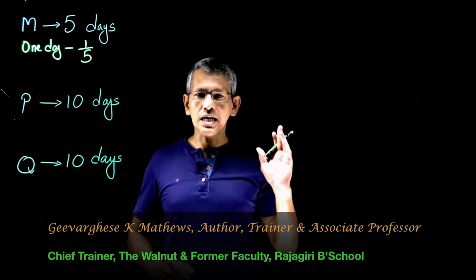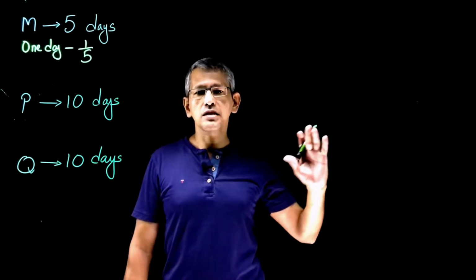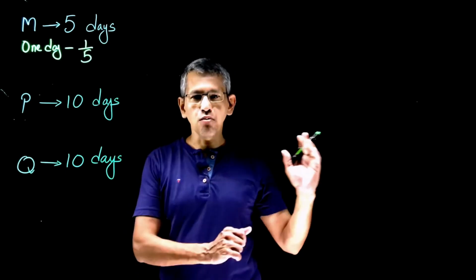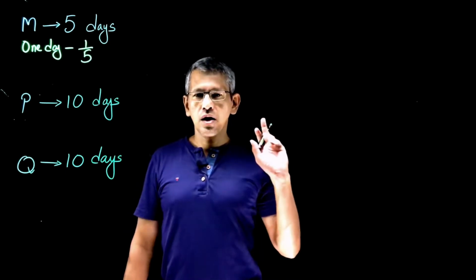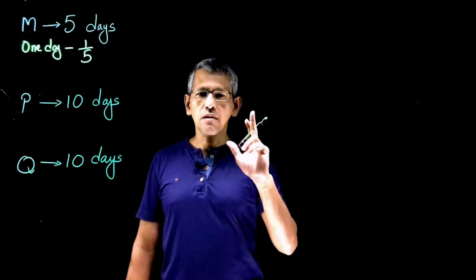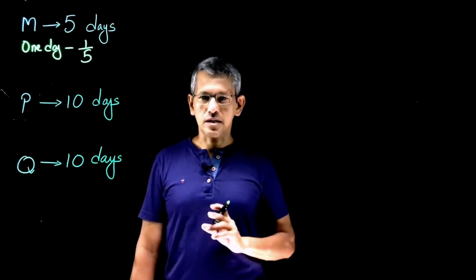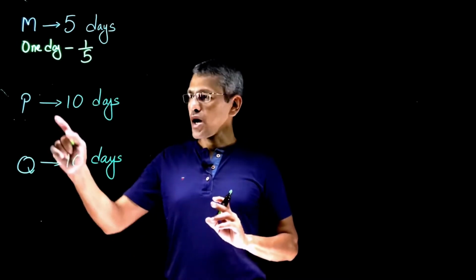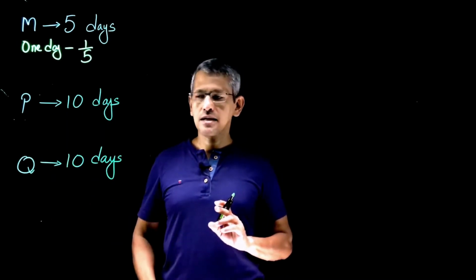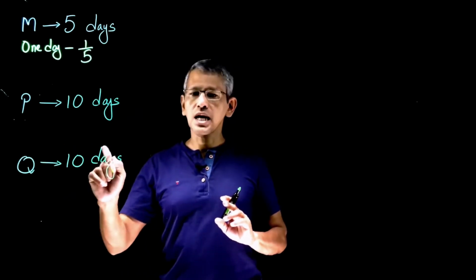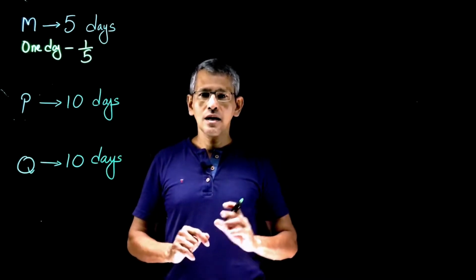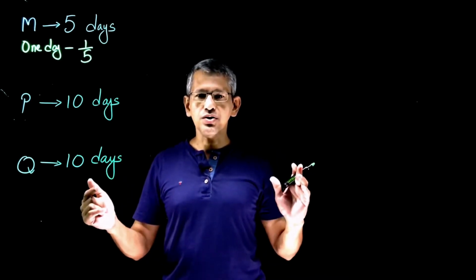Just think about another person, Nina. Nina needs 6 days to complete a task. If she works for 1 day, how much of the task would be completed? 6 days to complete, so if she works for a day, 1/6 of the task would be completed. Right? Now here we have P. P can do a task in 10 days, and Q can do a task in 10 days. If they work together, how many days are required to do that task?